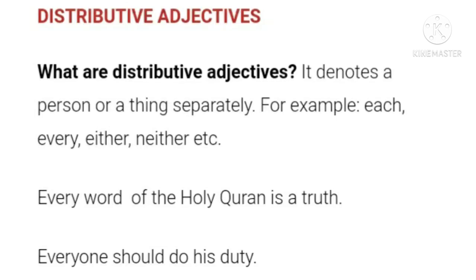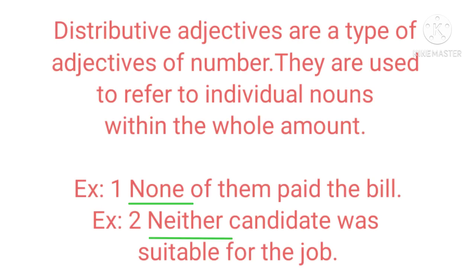Now next one is distributive adjectives. Distributive adjectives mean which denote a person or thing separately. For example, each, every, either, neither. Let's give one sentence. Every word of the Holy Quran is a truth. Everyone should do his duty. So here everyone, none of them paid the bill. So none, etc. are called the distributive adjectives, which says about the whole amount.